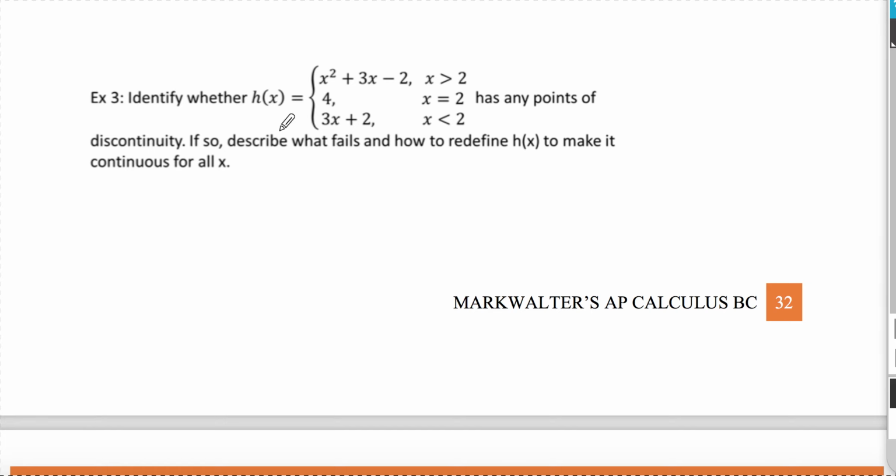Let's identify whether this function h of x has any points of discontinuity, and if so, describe what fails and how to redefine it to make it continuous. All right, looks like our only awkward place in this piecewise function is going to be happening here at x equals 2, right? At x equals 2.